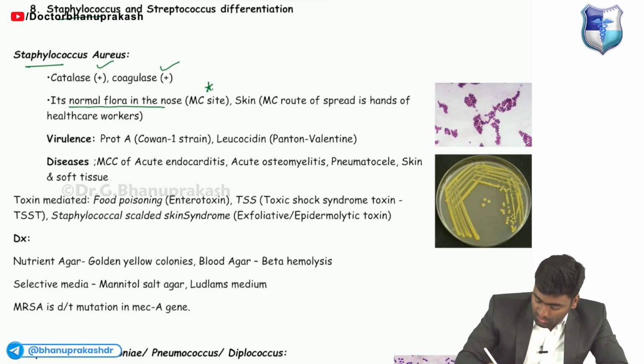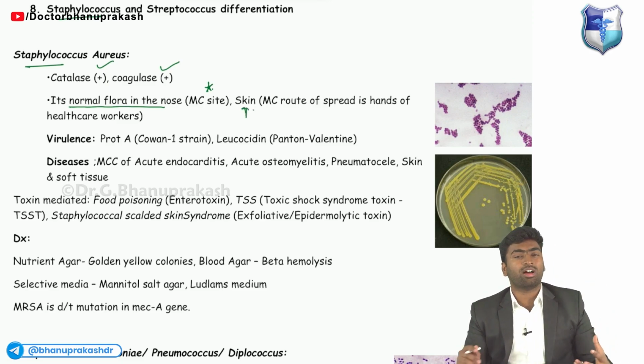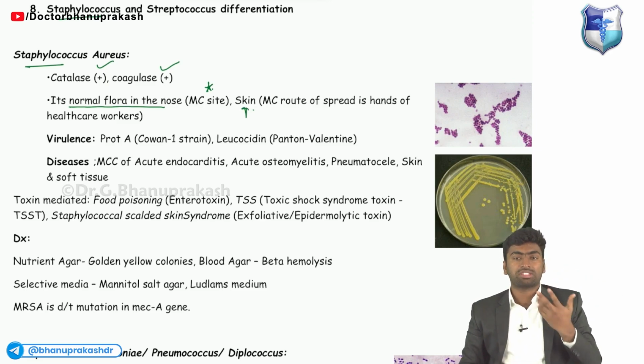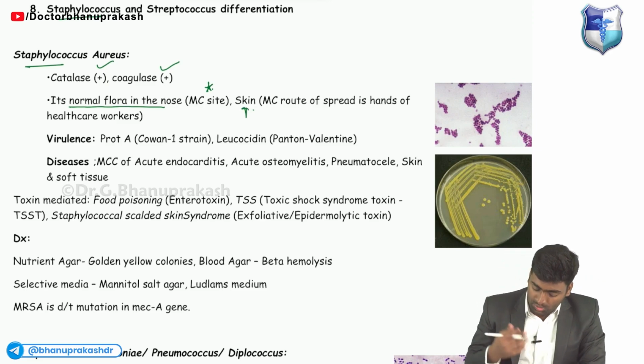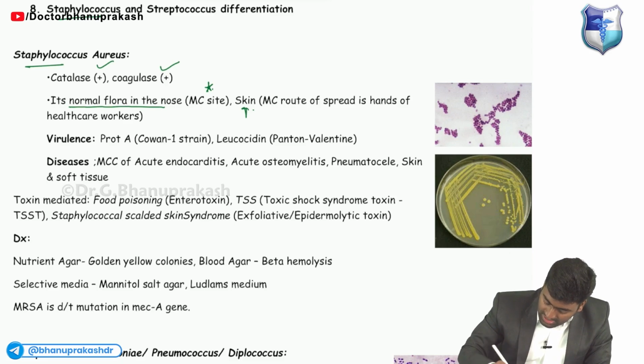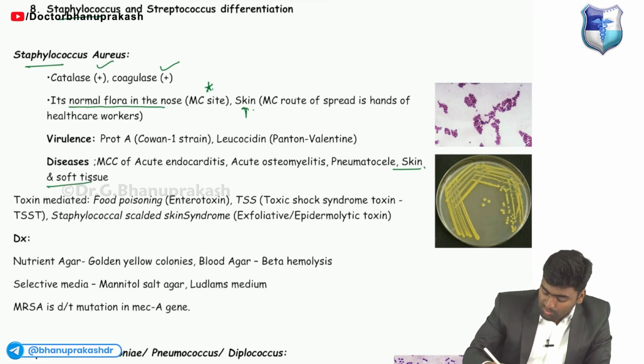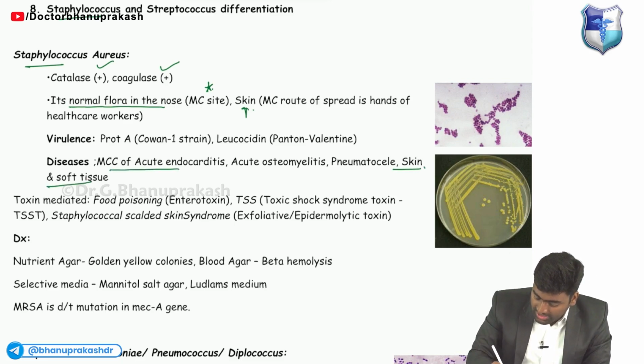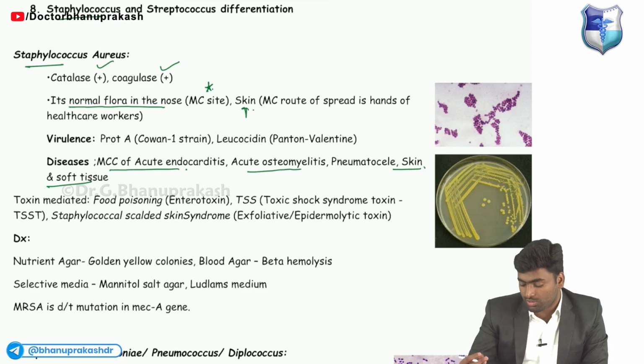Okay, and we know if it is normal flora and there is any infection around the skin, it is the most common cause. So it is the most common cause for skin and soft tissue infections, and it is also the most common cause for acute endocarditis and acute osteomyelitis.